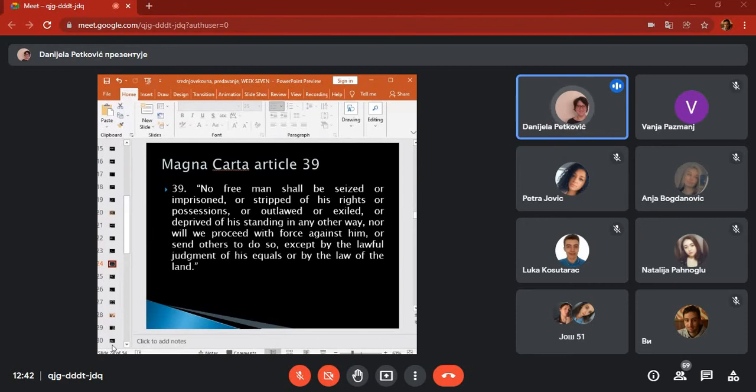And also you have Article 39. Please pay attention. They're talking about, it's 1215. So they're talking about free men. It is not only free men who live in England. It is not only free men who live in Europe. It is still feudalism, and we still have unfree population. We still have serfdom. So bear that in mind.